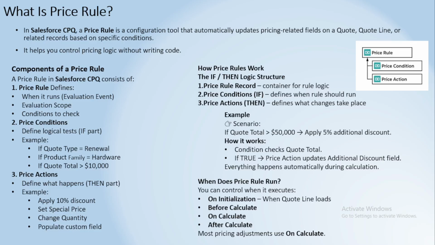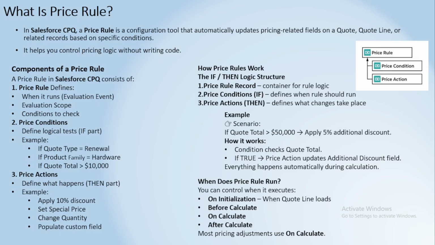So first of all, what are price rules? When we are talking about price rules, that is a configuration tool. Whether it is a product rule or a price rule, both are configuration tools, correct? But the price rule automatically updates pricing related fields on a quote, quote line item or the related records, based on whatever conditions. So basically what are you doing? You are just writing some pricing logic without writing code. So you are configuring it. That's why it's a configuration tool, correct?